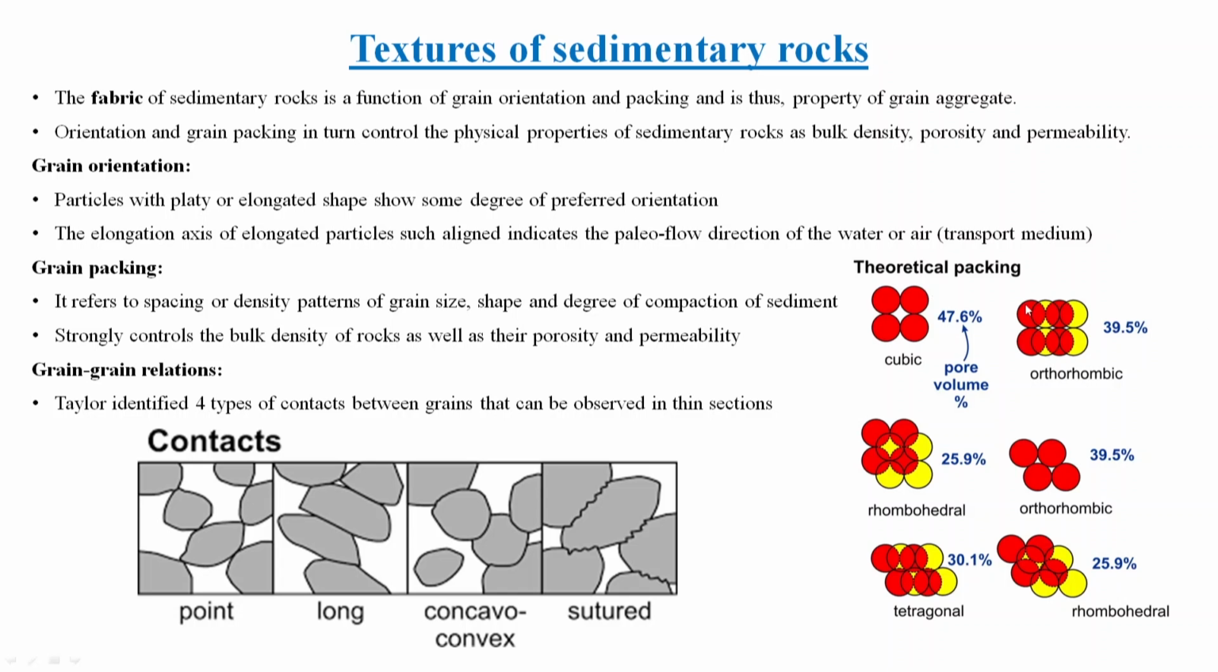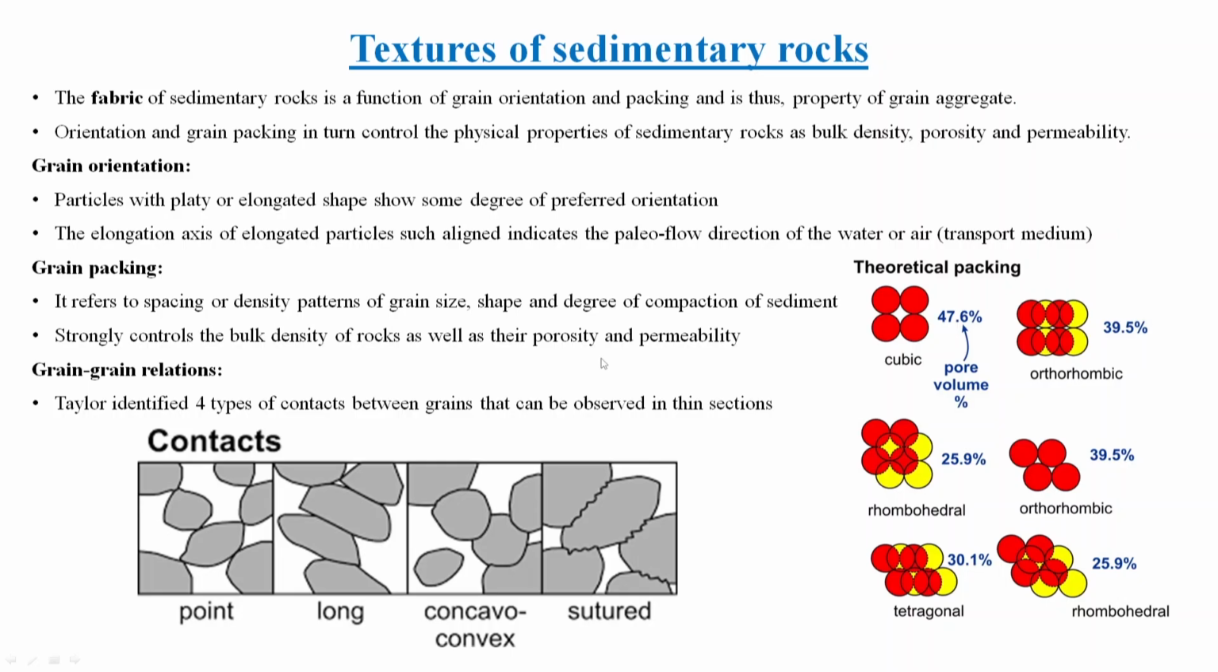Again, if I look at the packing, there are various kinds of packing like this. Theoretically, the maximum packing can be achieved with a cubic packing like this, and the minimum, if I look at the rhombohedral packing like this, you will get a minimum packing within the grains. This packing is also very important because it regulates and controls your porosity and permeability. These are the new terms that are getting introduced here.